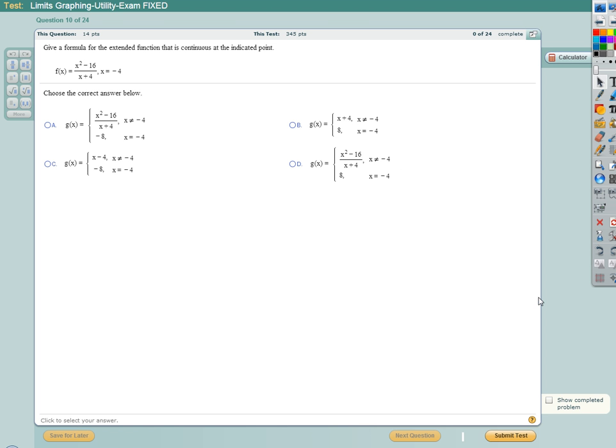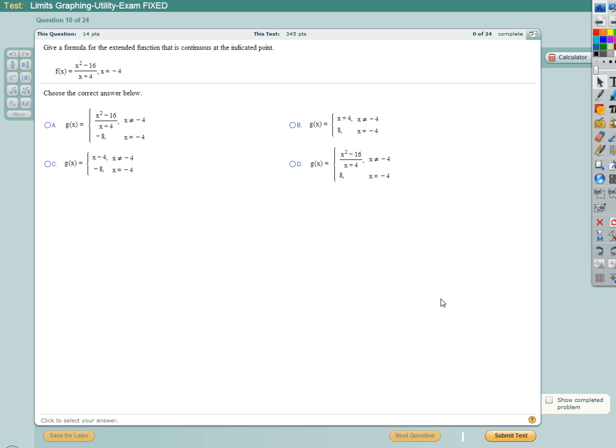Okay, just a little different vocabulary. I'm gonna go quickly through this too. This is something that you don't really see in our textbook, but it shows up in the Math Excel book. But it's good vocabulary. This is something you'd be likely to see in a college class. Give a formula for the extended function that is continuous at the indicated point. Same problem we just did.